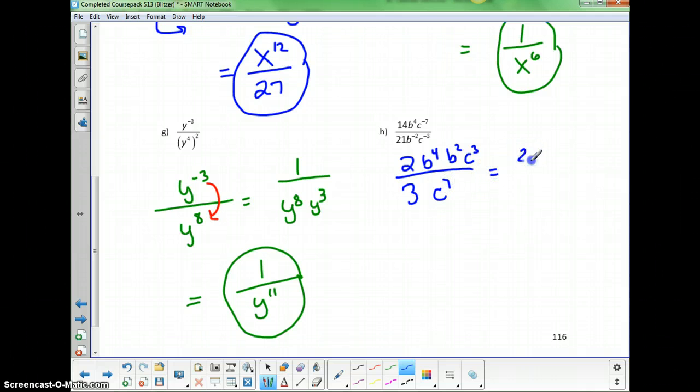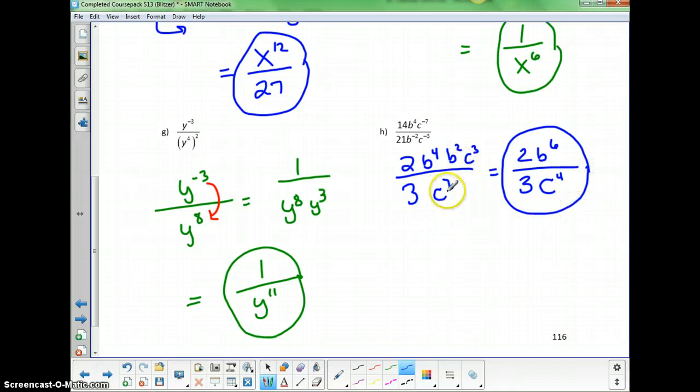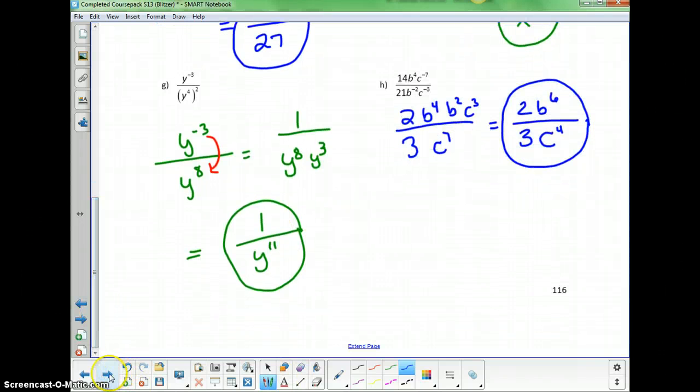Okay, so let's keep working on it right here. The b's are going to add up because they're both on the top now, and the c's are going to subtract because one's on top, one's on bottom. More c in the bottom, so when I finish the subtraction, the result's going to stay on the bottom as a positive number, right? 7 minus 3 is 4, stays in the bottom. Okay, let's check out the next page.